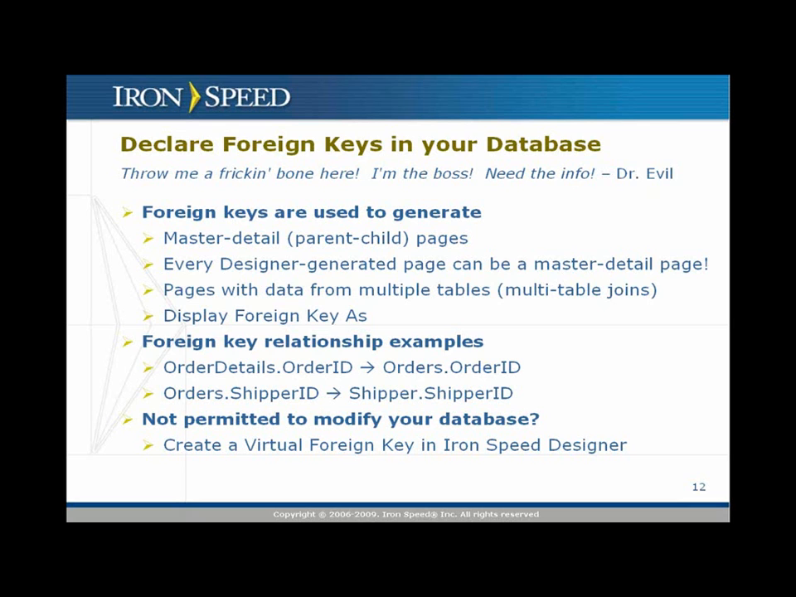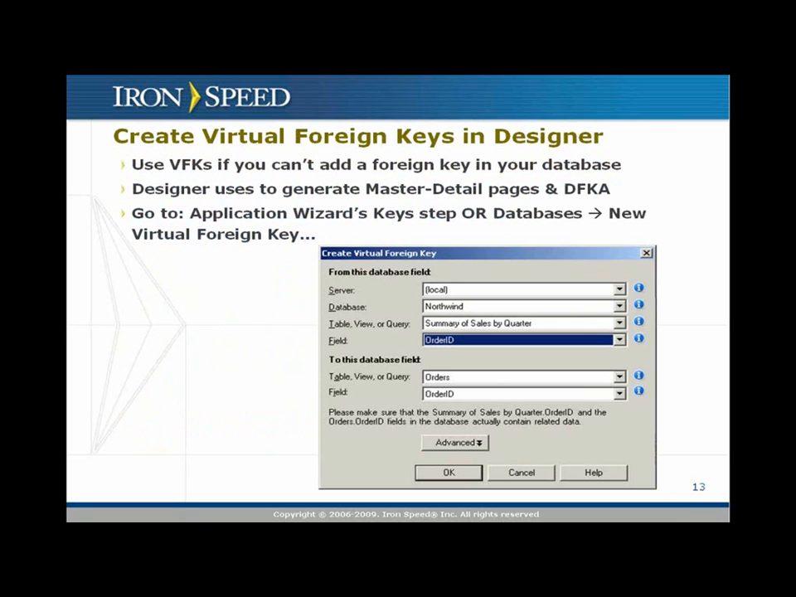Now, again, if you have a database view or you're not permitted to modify your database and don't have established foreign key relationships, you can use a virtual foreign key in IronSpeed Designer to instruct IronSpeed Designer to treat a pair of fields in two tables as if they constitute a foreign key relationship, even though they're not expressly declared as such in your database. And you create the virtual foreign key in IronSpeed Designer the same way you do with the virtual primary key, either through the application wizard's key step or through the database's pull-down menu.